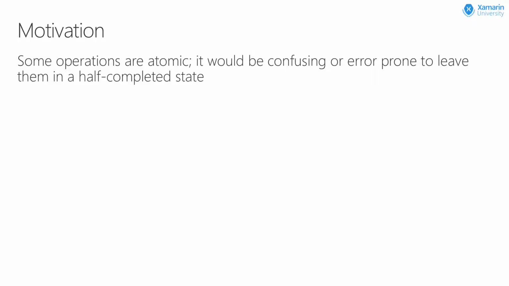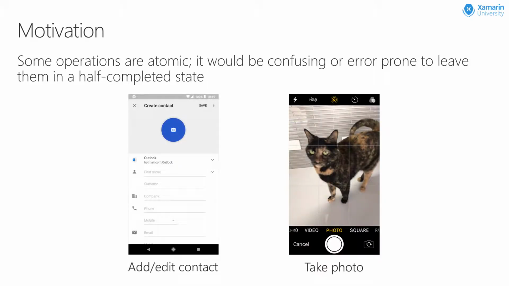Now, there are times when we want a user to complete an action before navigating away from a page, or we need the user to specifically clarify if they wish to save or cancel an operation. So take a look at the examples here. So when editing a contact, what should we do if a user navigates from this page? Do we save the current state? Do we throw away the edits, or do we cache the changes so they can come back later?